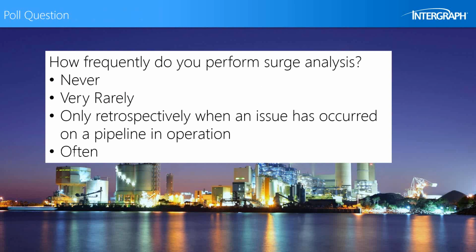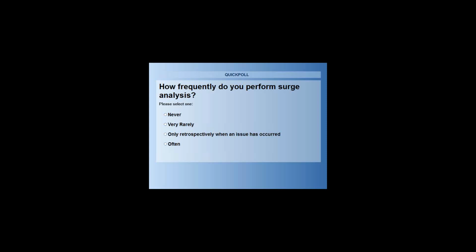Okay, so now, Marjolaine, could we have the poll question, please? Yes, it's available now on screen, Chris. Okay, thank you. So the poll question is available now. The poll question is, as you can read on your screens, how frequently do you perform a surge analysis? And the answers are never, very rarely, only retrospectively when an issue has occurred on a pipeline in operation, or often.